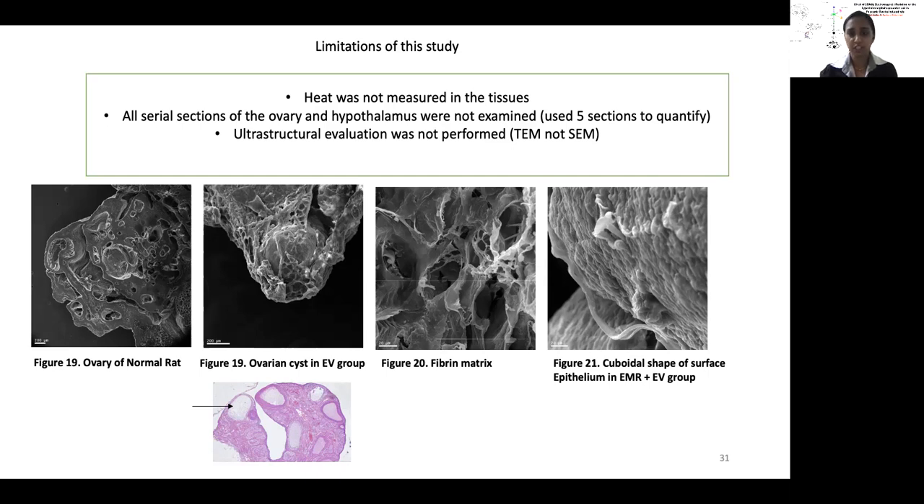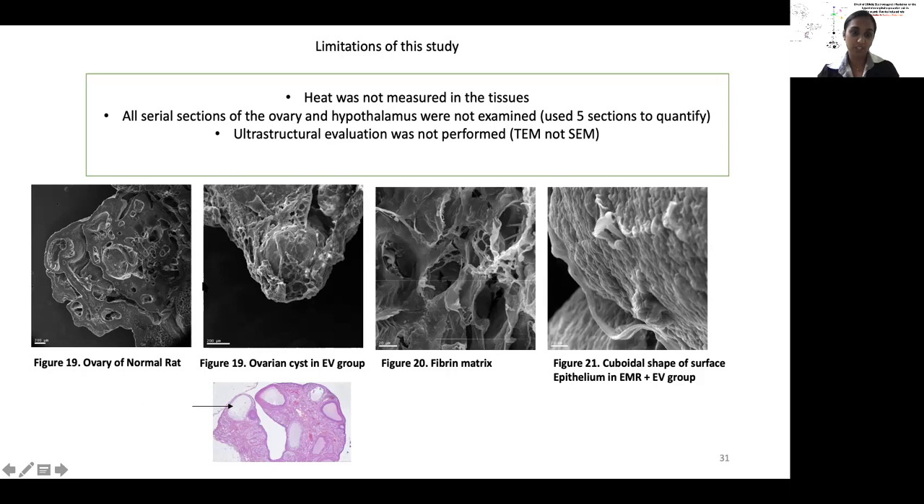In terms of the sections for the ovary and the hypothalamus, we used only 5 sections to quantify. When we say 5 sections, it means that when we hold the entire ovary, we will cut here first, well, dissect, sorry, and then we will count 3 other sections and then dissect again. And that's what we did, right? So I feel if you actually use every single section, then you could quantify it better. And ultrastructure evaluation was not performed. We used a scanning electron microscope, not a transmission microscope.